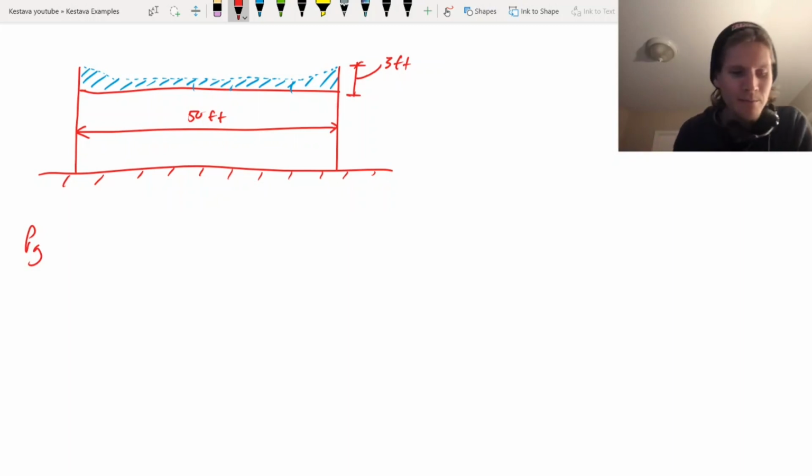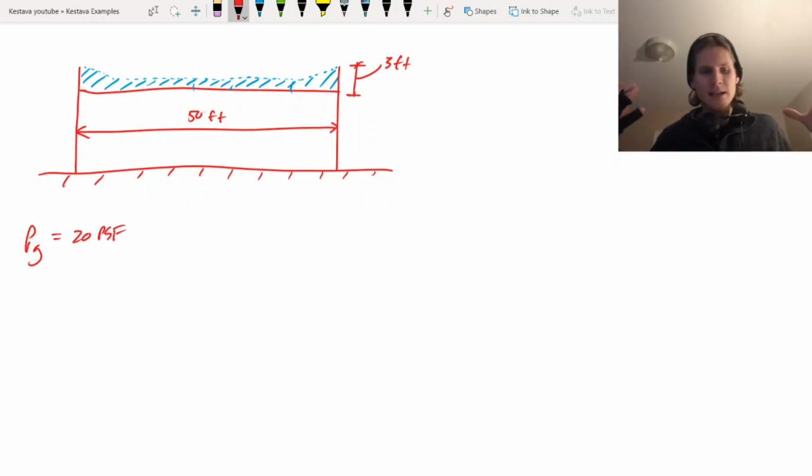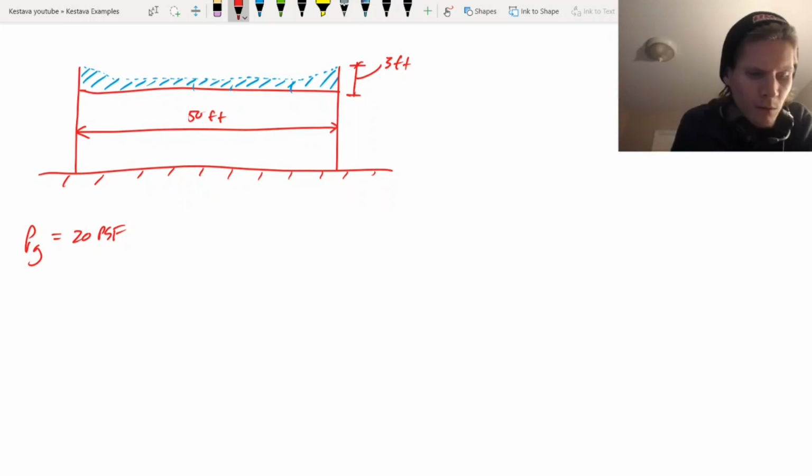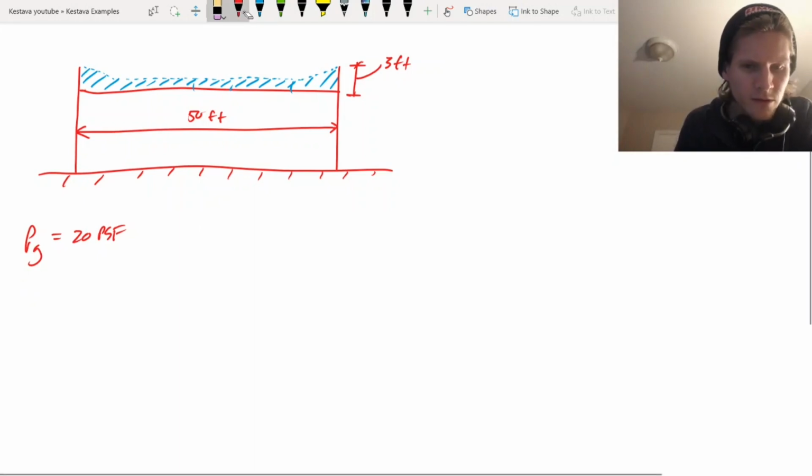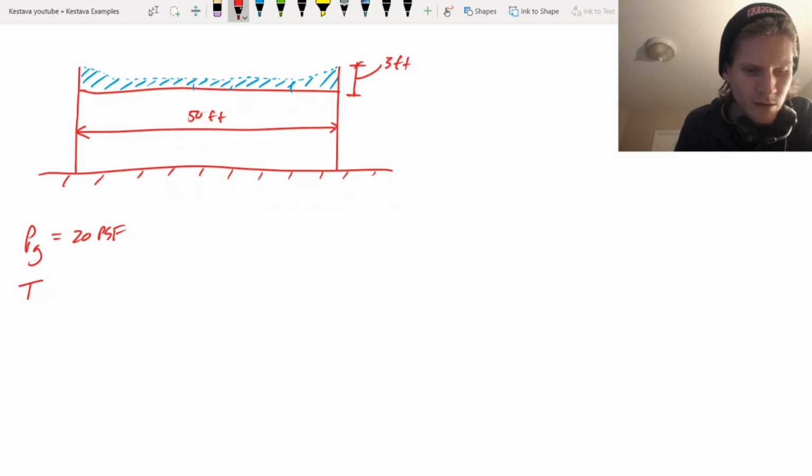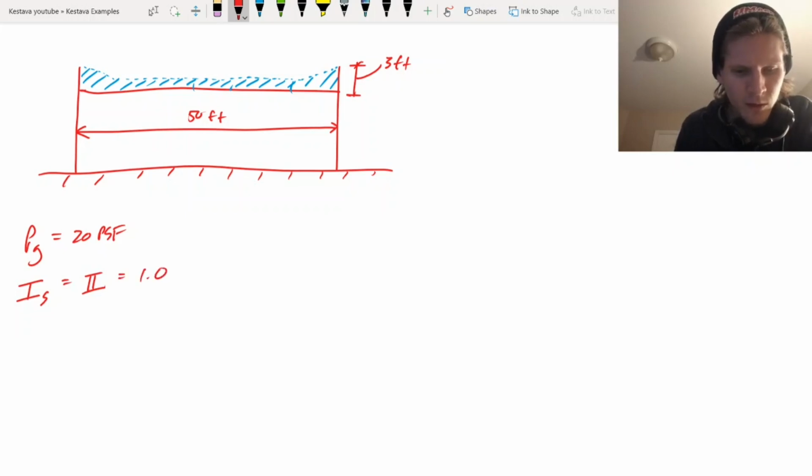Okay, let's get going. So our ground snow load is going to be 20 PSF. I just pulled that out. It's just going to be someplace in the United States where it's 20 PSF ground snow load. We're going to do an importance factor of 2. So I drew that backwards. So importance snow is 2, which gets us 1.0.